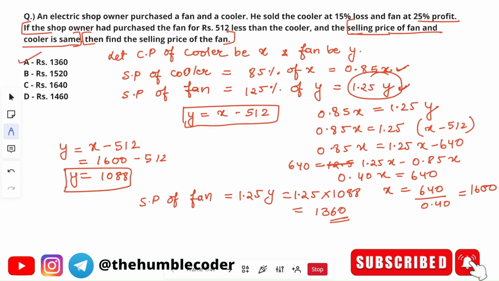Let's see if we have that option. Yes, option A is the correct answer, which is 1360 as the selling price of the fan. I hope you have understood it. If you have any doubts, you can let me know in the comment section.